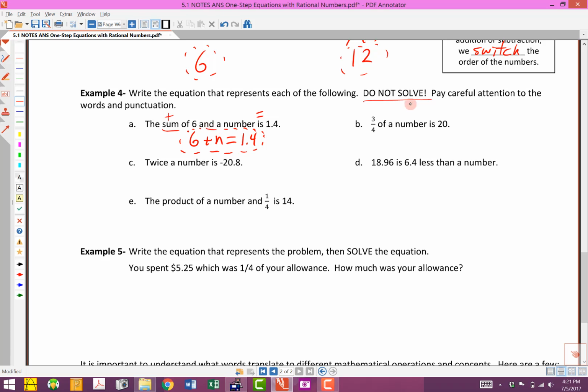It says we don't need to solve, so we're done. Okay, 3/4 of a number. Remember the word "of"; we talked about this in a couple of other examples. The word "of" means multiply. So we're going to multiply these together.